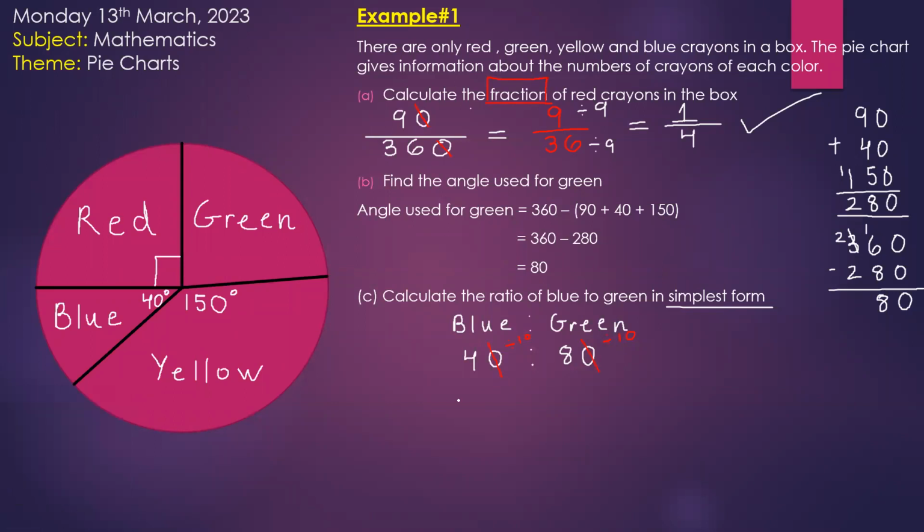4 to 8. And that could divide by 2. Why 2? Why don't you use something bigger? Like what? How about 4 itself?